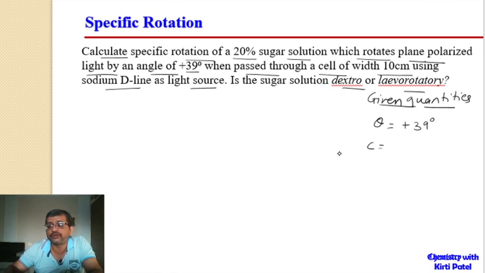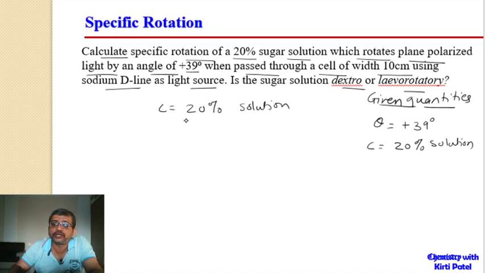So C हमको find out करना है, directly नहीं दिया है, but it is a 20% solution. So we have been given 20% solution. So what is C? C is 20% means it is 20 grams per 100 ml. 20 grams in 100 ml will be giving rise to 20%. 20 per cent. Cent means 100. So 20 per 100 ml. So this will be our 20 grams per 100 ml.